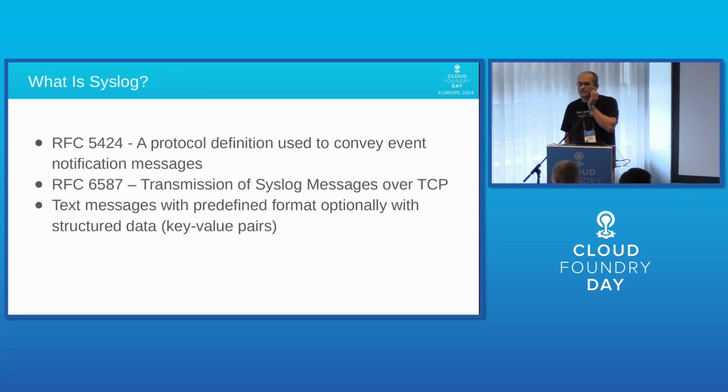So, what is Syslog? Syslog is a protocol which is used to send logs and metrics to remote servers. In Cloud Foundry, there are two standards used: RFC 5424 and RFC 6587 for TCP transmission. Some people have fear of syslogs because they think that we still use UDP and the classical syslog known in the community, which is not true.